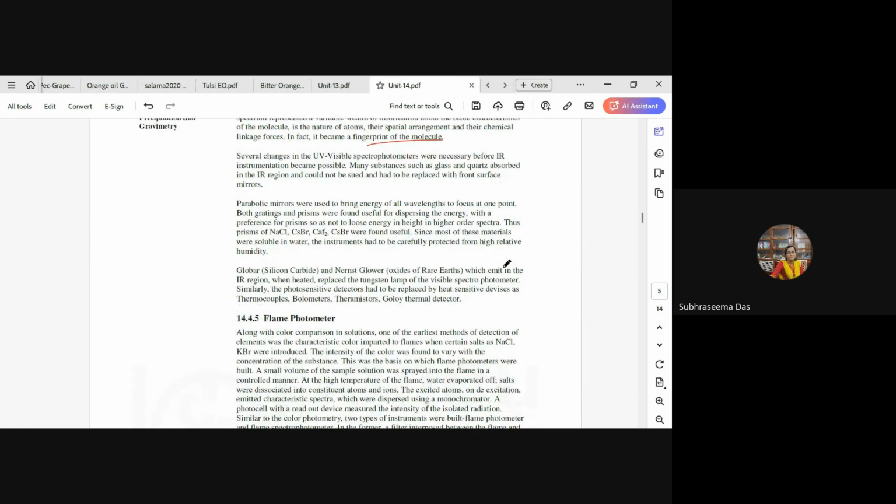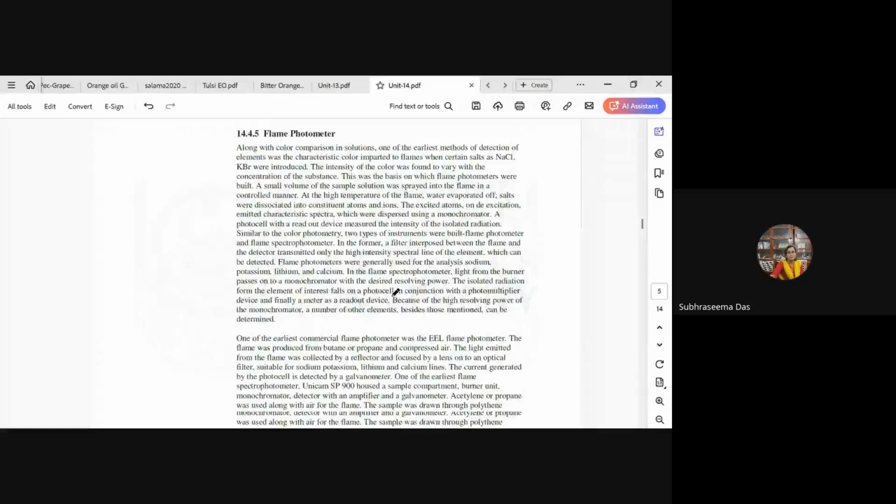Now, silicon carbide and Nernst glower, which emit in the IR region when heated, replaced the tungsten lamp of the visible spectrophotometer. Photosensitive detectors were replaced in the IR spectrophotometer by heat sensitive devices such as thermocouples, bolometers, Golay thermal detector, and others.